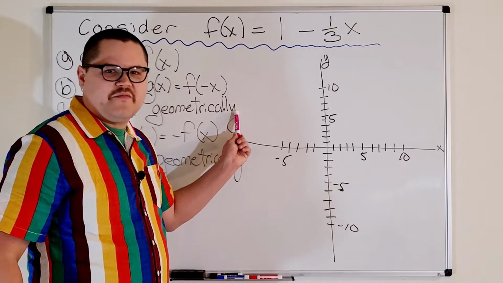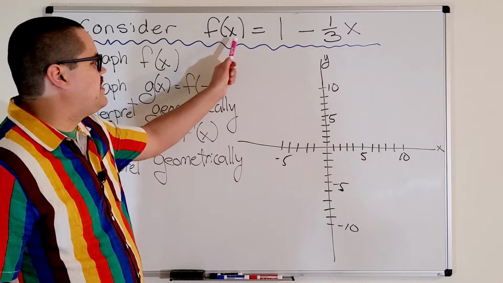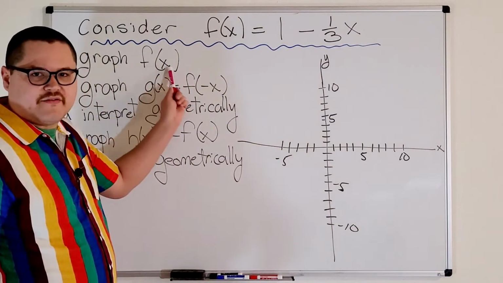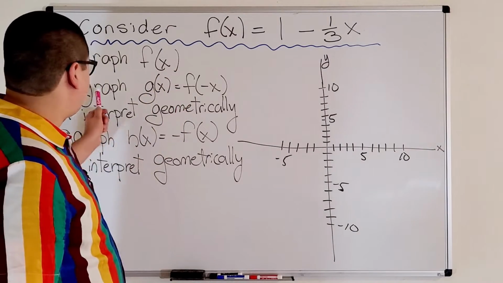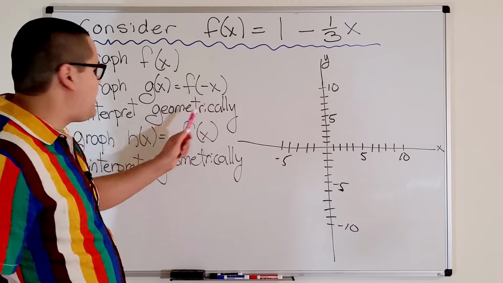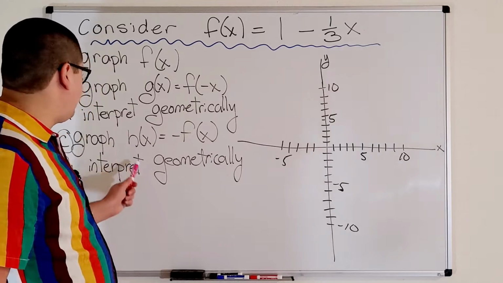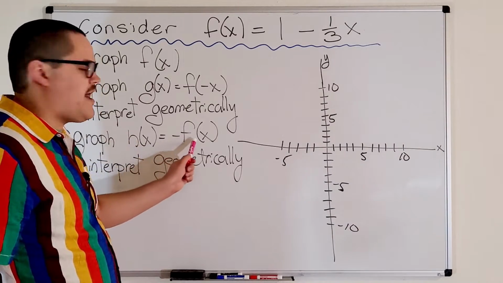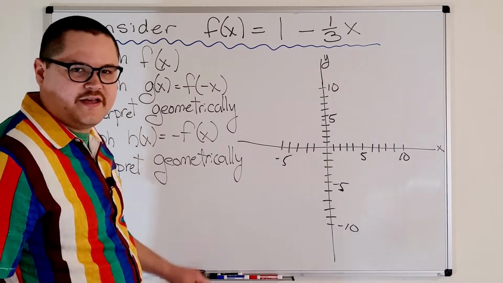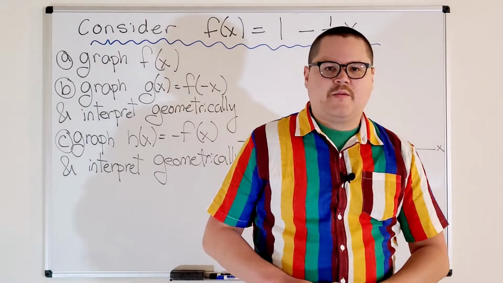Let's suppose that we've now been tasked with this problem. We are to consider f of x equals 1 minus 1/3 x. We are to graph f of x. We are to define g of x by f of negative x, and then graph that and interpret geometrically. And we are to define h of x as negative f of x and graph this and interpret geometrically. This looks like quite an arduous task, but let us proceed.